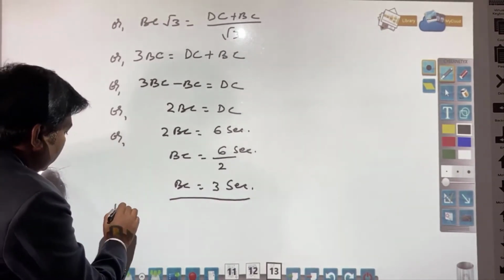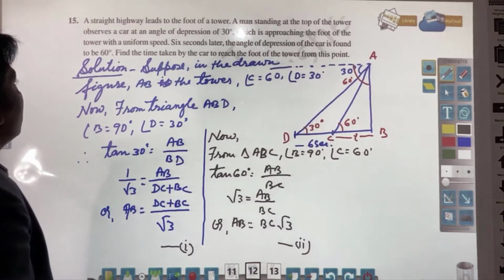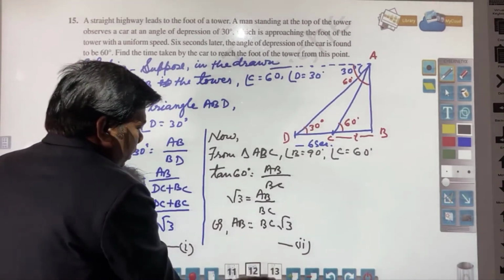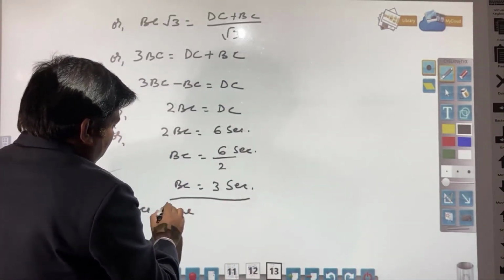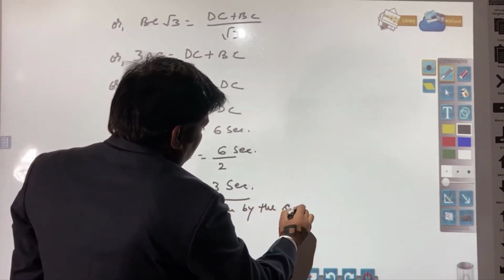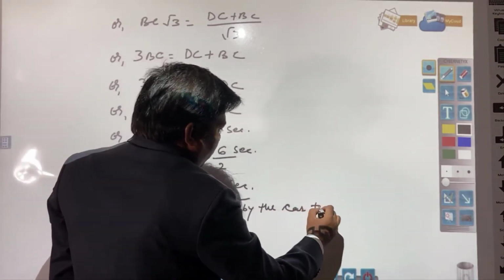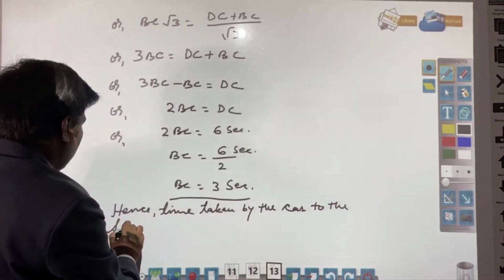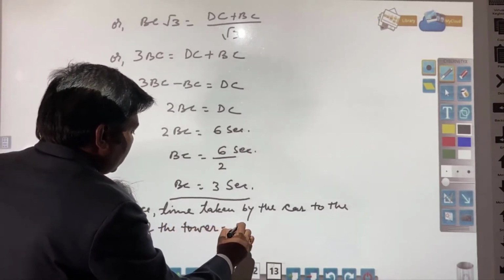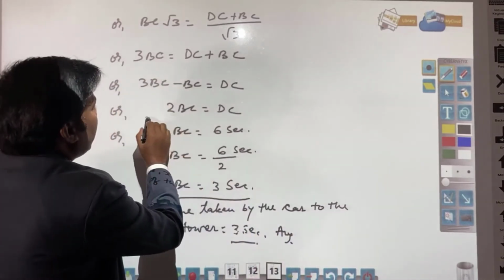So we will write hence, what we had to find: the time taken by the car to reach the foot of the tower from this point. Time taken by the car from this point to the foot of the tower will be 3 seconds, and this will be your answer. Here you see what we have got.